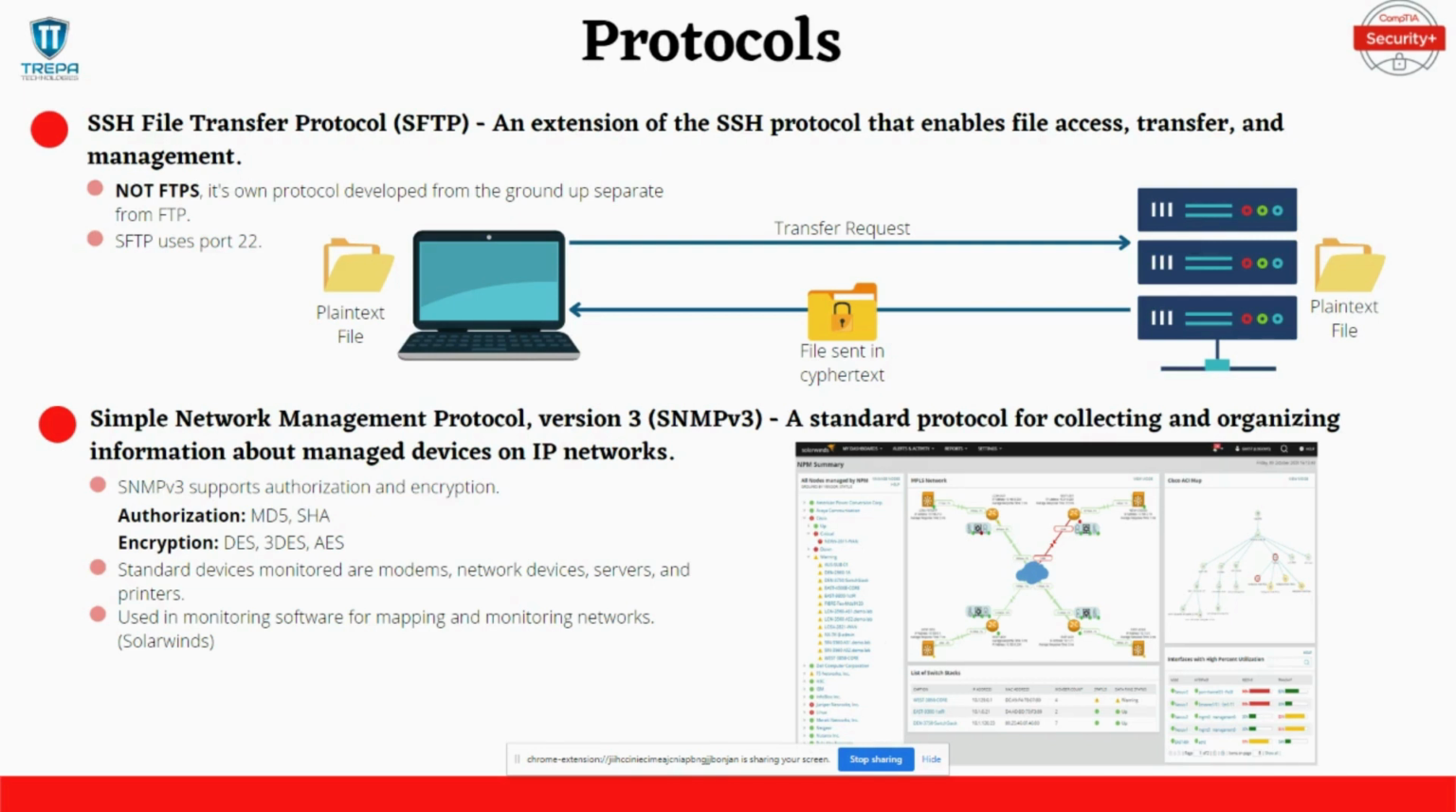So we're not using TLS or SSL to secure our data in transit. We're using SSH in the SFTP protocol. And since it uses SSH, we're going to use port 22. And then we have the Simple Network Management Protocol, or SNMP.